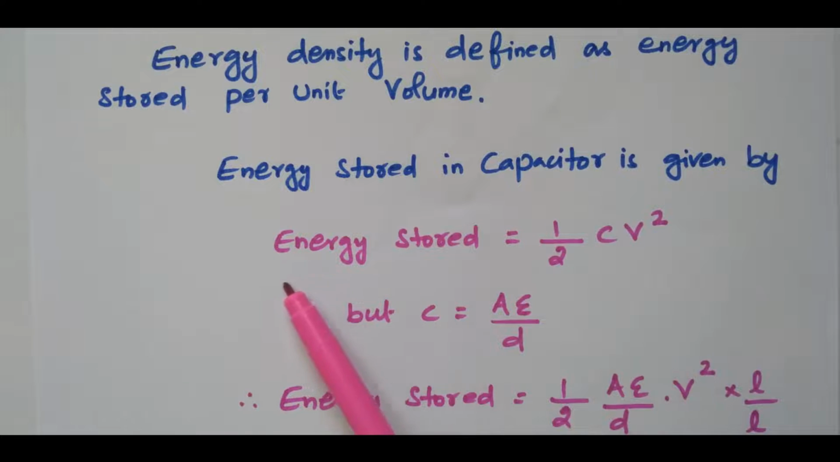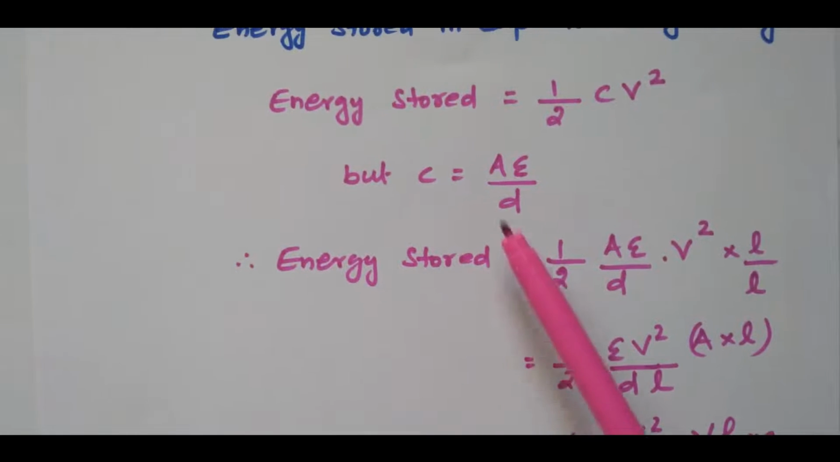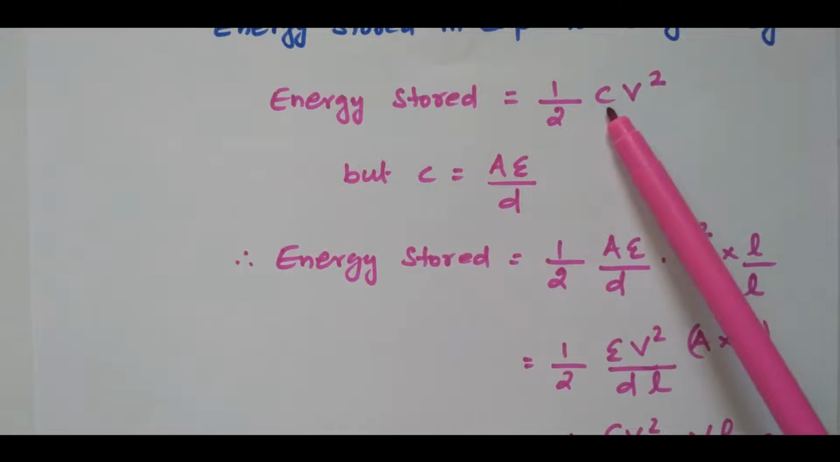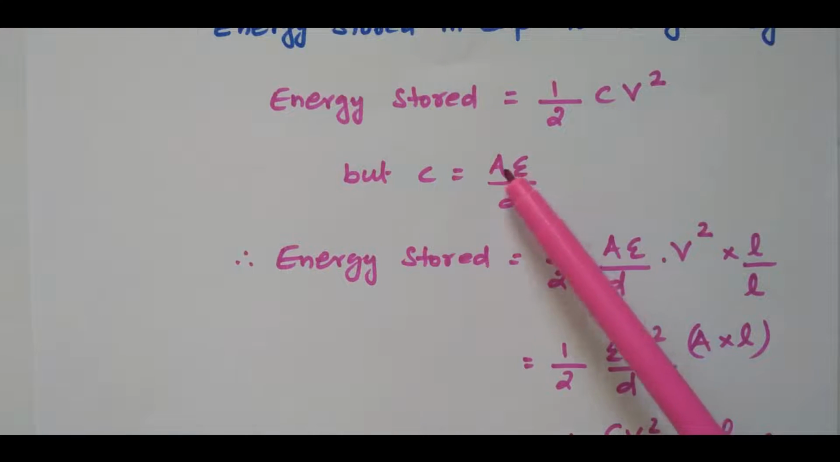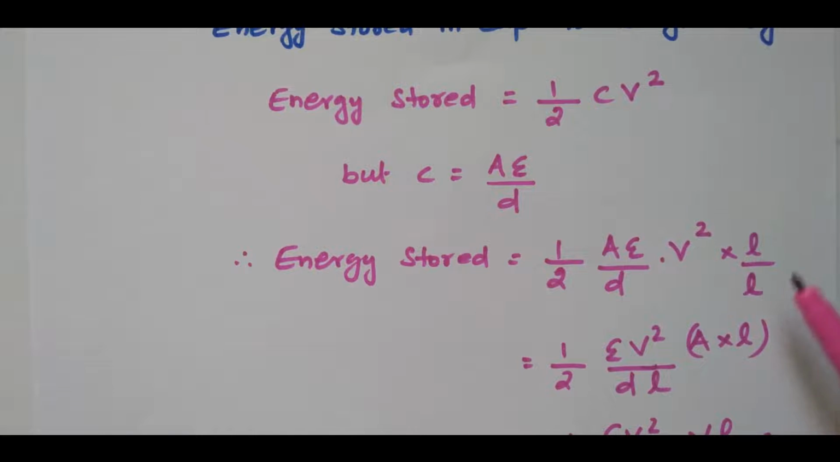So first we started with the expression half CV square. But we know that the capacitance is nothing but A epsilon by D, area into epsilon divided by distance. Right? Now substitute the C, replace this C by this value, A epsilon by D. So half A epsilon by D into V square. In order to get the volume, multiply and divide by the term length. So the originality will not be affected. Multiply and divide by the term length.